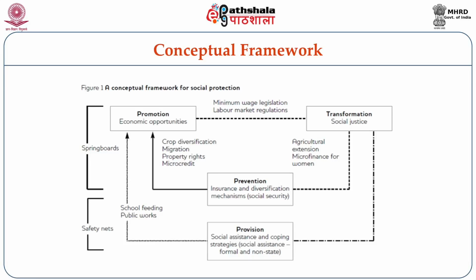If you look at the provision box, you see the different kinds of instruments located in it. For example, social assistance and other forms of coping strategies, both based on formal organizations and non-state actors like family and other informal networks. So social assistance provided by state and non-state actors can lead to transformation and social justice, but it can also lead to people getting promoted out of poverty.